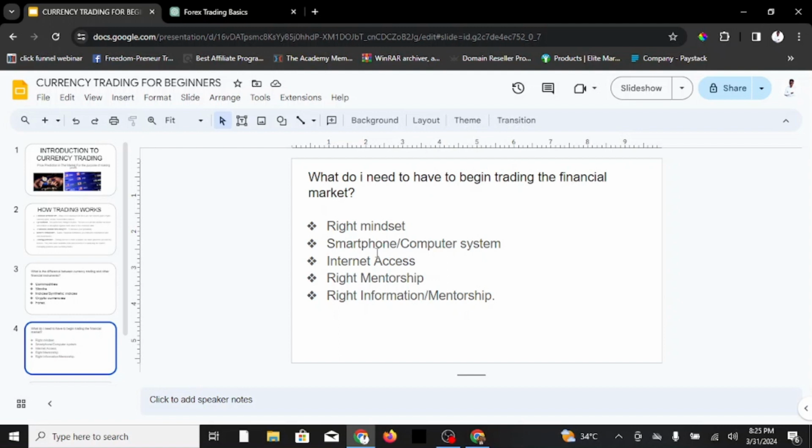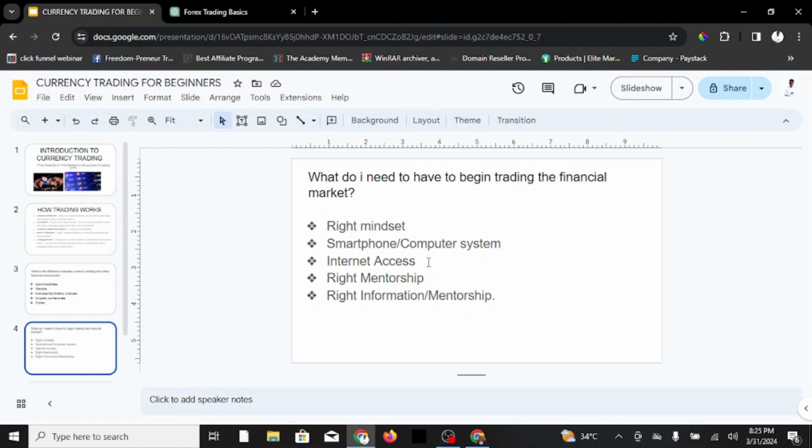Then the other thing that you need is a smartphone or a computer system with good internet access. Now, all of your trading is going to be executed online. The platform for trade execution is online. The platform for trade analysis is online. So there's no physical place where you can find a Forex office so that you can submit your order, exchange currency and submit your money. No, everything is done online. So you need internet access.